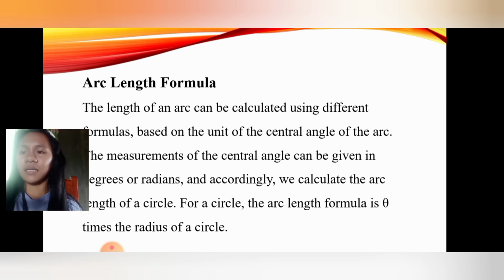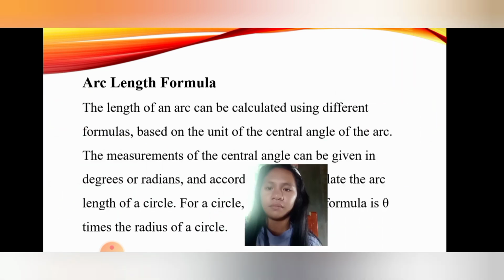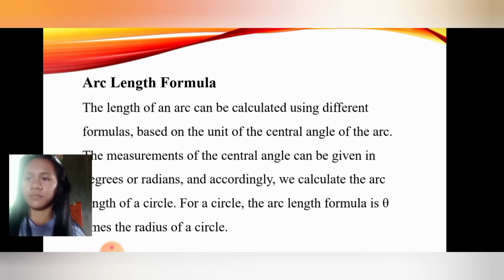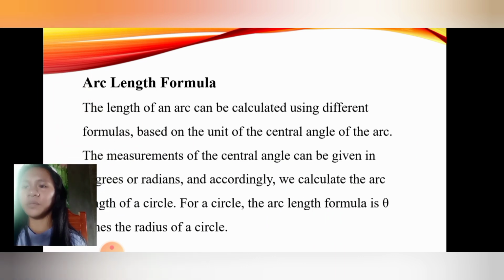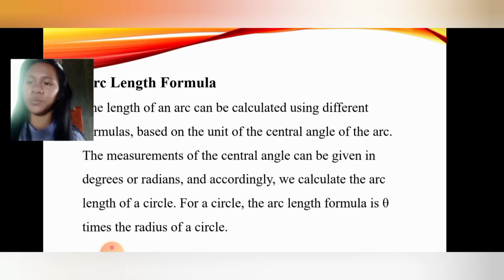We have the arc length formula. The length of an arc can be calculated using different formulas based on the unit of the central angle of the arc. The measure of a central angle can be given in degrees and radians, and accordingly we calculate the arc length of the circle. For a circle, the arc length formula is theta times the radius of the circle.